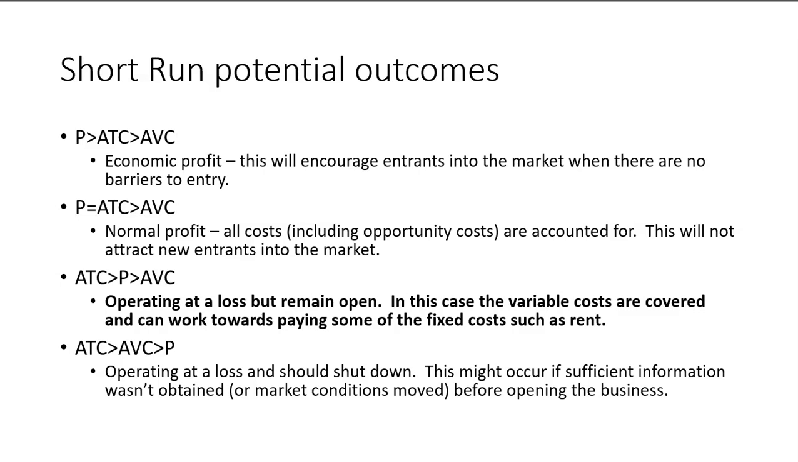Okay, so for a perfectly competitive firm, and really all firm types, there are four short run potential outcomes. And what I'm going to show you now are the way these graphs will look generally. Each of these has a different specific graph for the perfectly competitive market. So let's look at the first one.